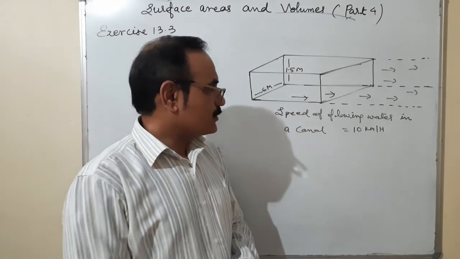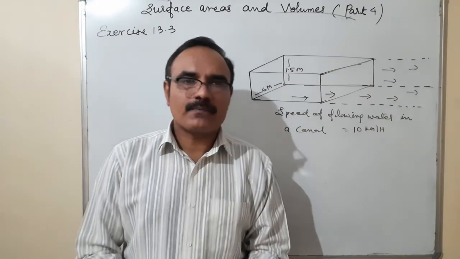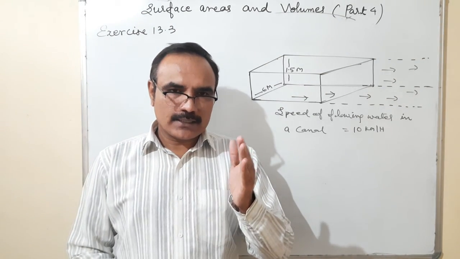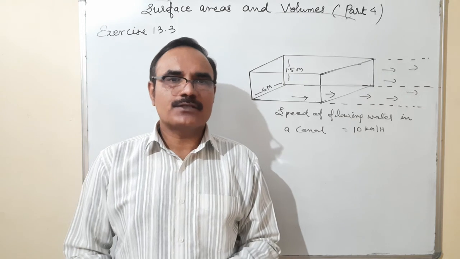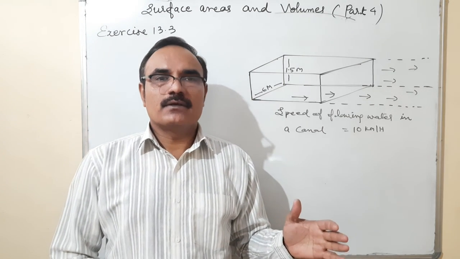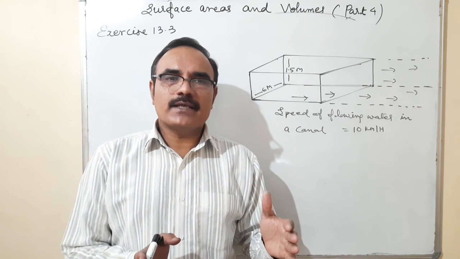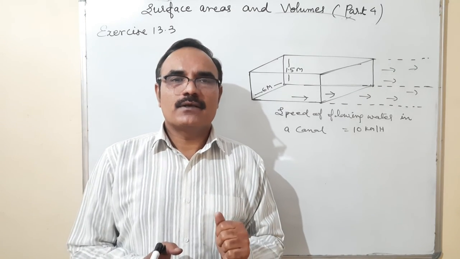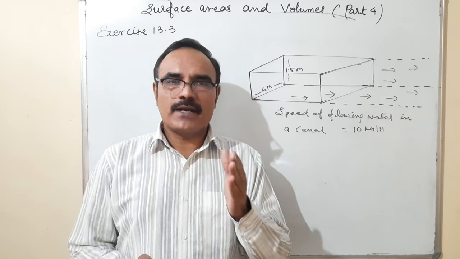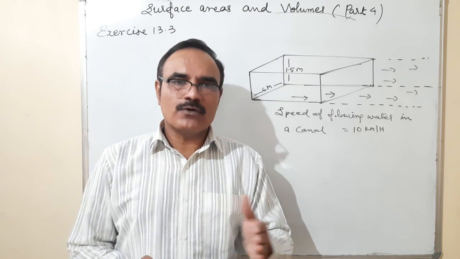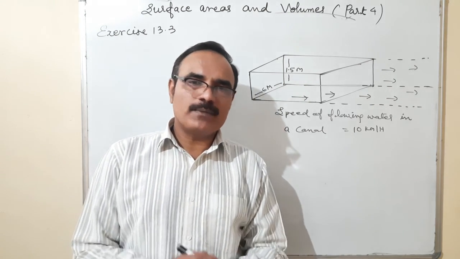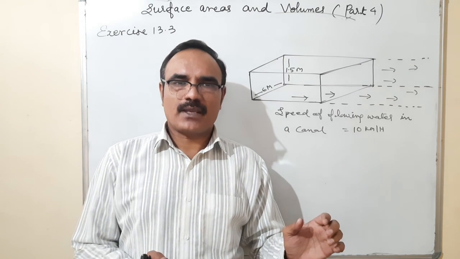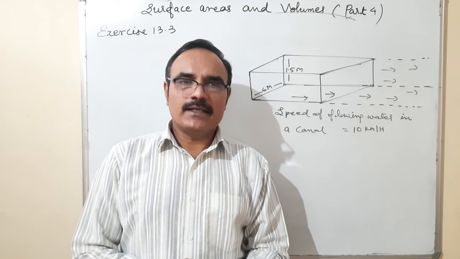First you understand the meaning of this question. In a canal, the water is flowing at the rate of 10 km per hour. In 30 minutes, first of all, we are finding how much water is flowing in this canal. So first we'll find how much water flows in 1 minute in the canal, which is multiplied by 30. This amount of water is required for irrigation purpose, and this is going to irrigate any land.